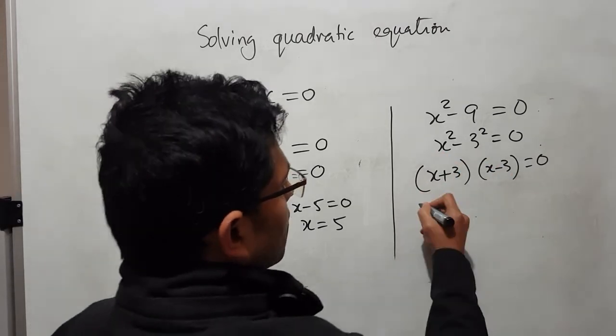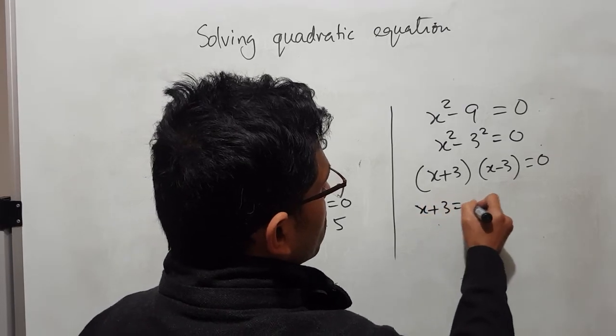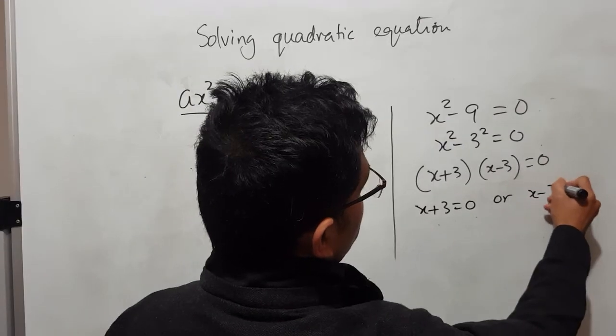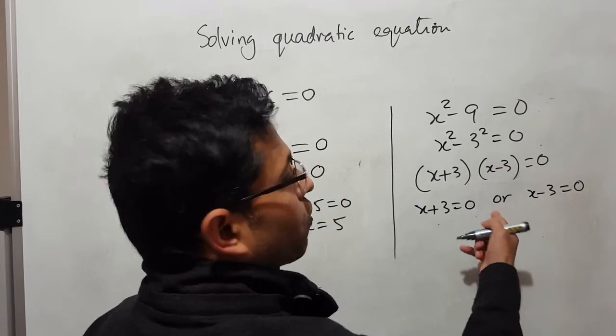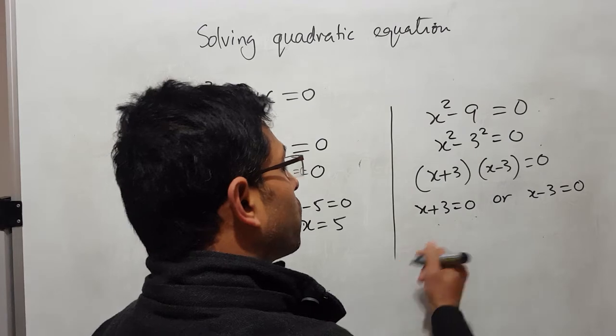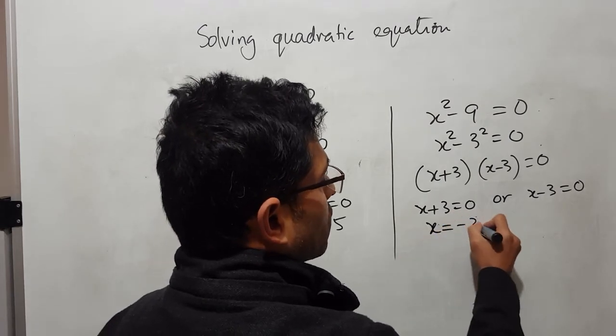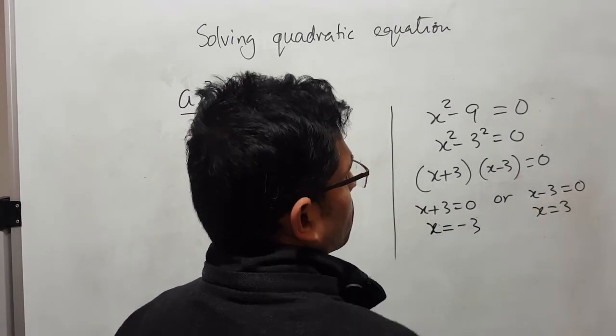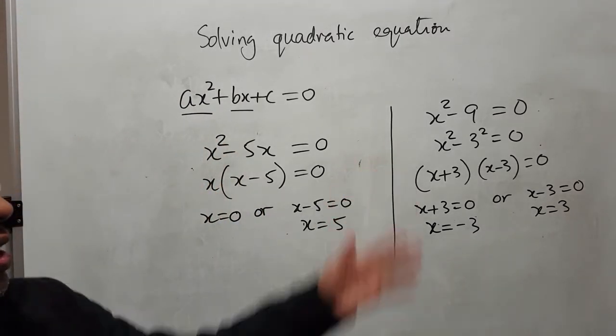Okay, now we have the same thing, either x plus 3 equal to 0 or x minus 3 equal to 0. So for getting the solution, we have to do this part only, and the rest of the part is the same as we did for factorizing. So x equal to minus 3 or x equal to 3. So we again have two solutions for this quadratic.